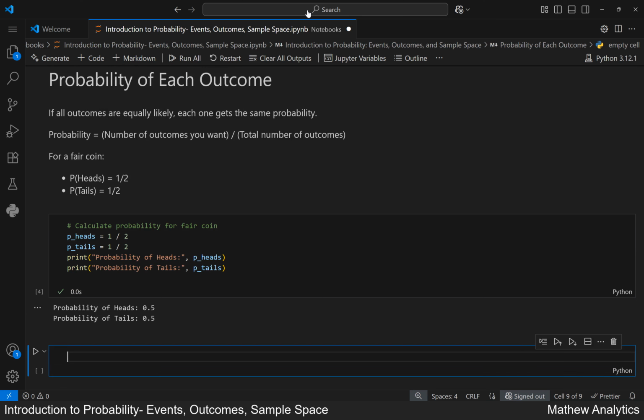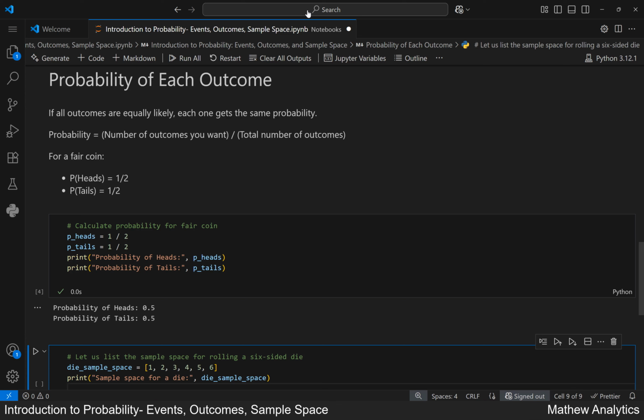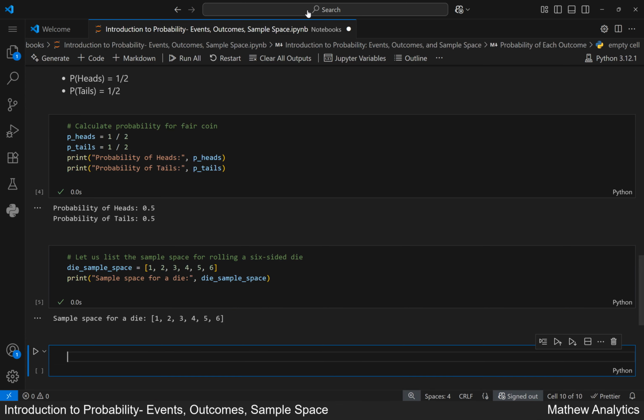Now, let us look at a common example with a 6-sided die. We make a list of all possible numbers on a die. Our sample space is 1 through 6 for one roll. We print the sample space for the die. Running the cell now. Can you think of how the sample space would look if we rolled 2 dice together?